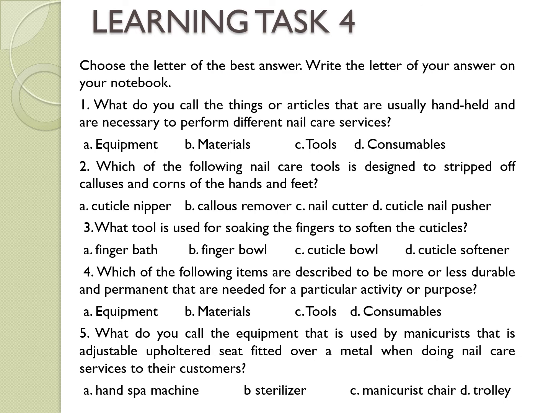Fourth, which of the following items are described to be more or less durable and permanent that are needed for a particular activity or purpose? A. Equipment, B. Materials, C. Tools, or D. Consumables? Fifth question, what do you call the equipment that is used by manicurists that is an adjustable upholstered seat fitted over a metal when doing nail care services to their customers? Is it A. Hand spa machine, B. Sterilizer, C. Manicurist chair, or D. Trolley?